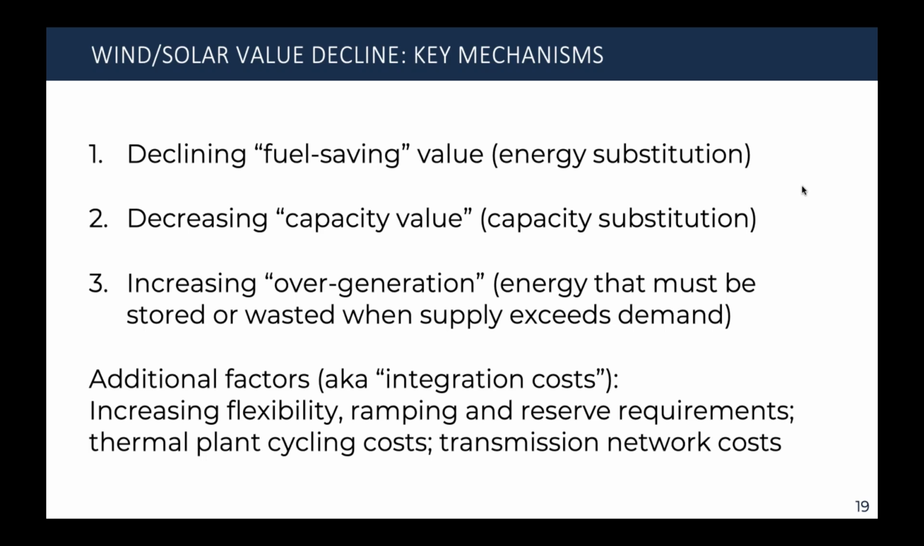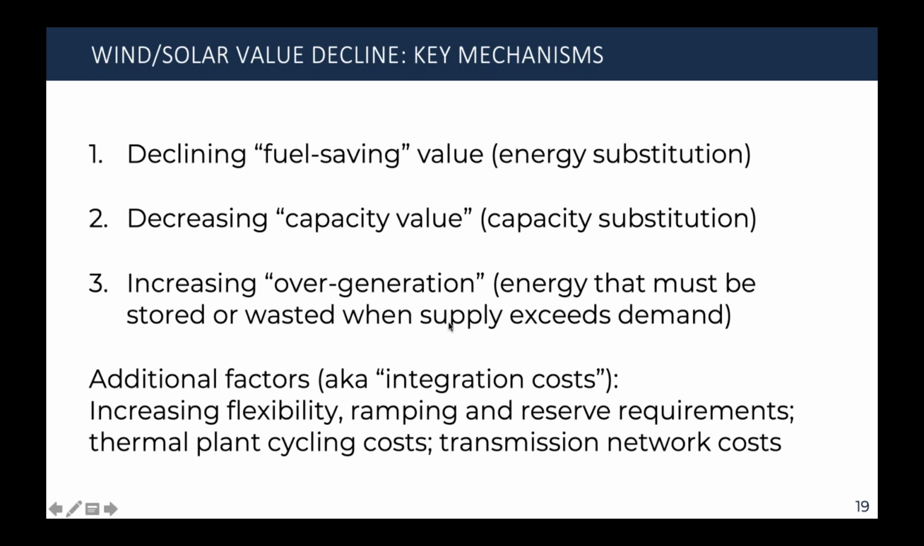So initially, solar might help us reduce our peak consumption by some amount, but over time, solar and wind output basically shifts the net peak period, or the time when we need the most firm capacity, to times when wind and solar output are low. And therefore, we end up with a decrease in the capacity substitution value. And we get an increase in overgeneration, or energy that must either be stored at some cost or wasted with no value when supply exceeds demand.